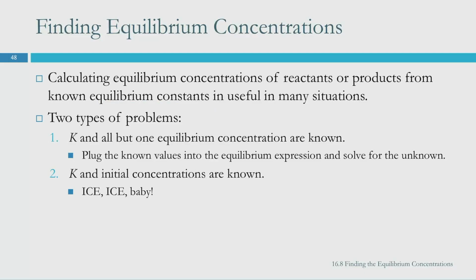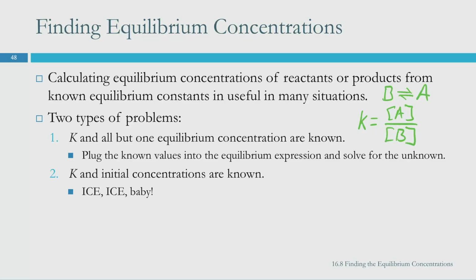There's 2 basic types of this. The one where we have K and all but one equilibrium concentration is known. So for example, in 1, we would know what K is, we would know what A is, and then we can calculate what B would be there. That's just going to be kind of basic algebra stuff.